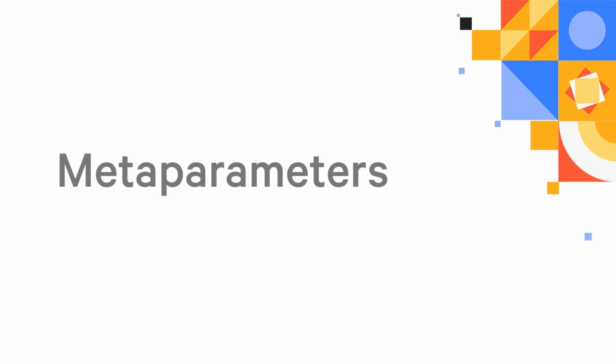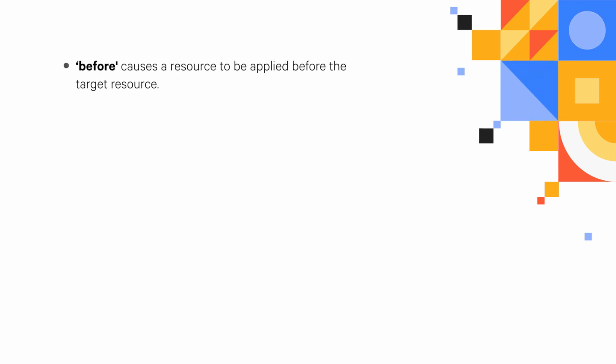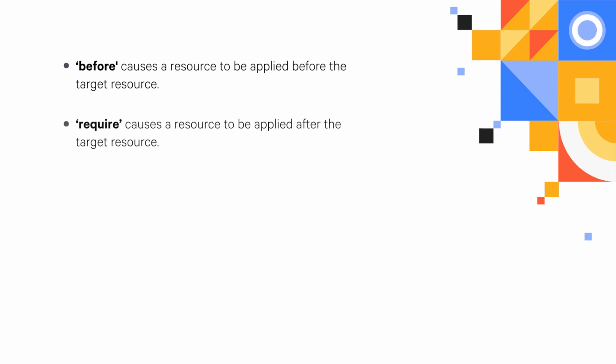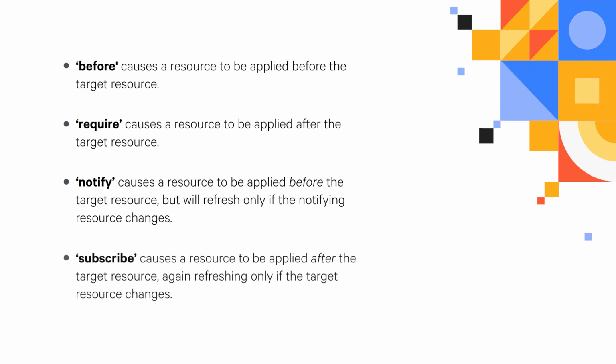To recap, the Puppet language uses 4 metaparameters to indicate relationships between resources. Before causes a resource to be applied before the target resource. Require causes a resource to be applied after the target resource. Notify causes a resource to be applied before the target resource, but will refresh only if the notifying resource changes. And subscribe causes a resource to be applied after the target resource, again refreshing only if the target resource changes.